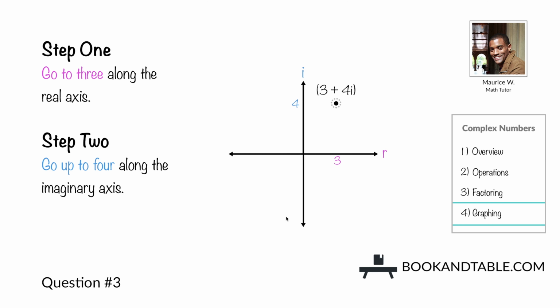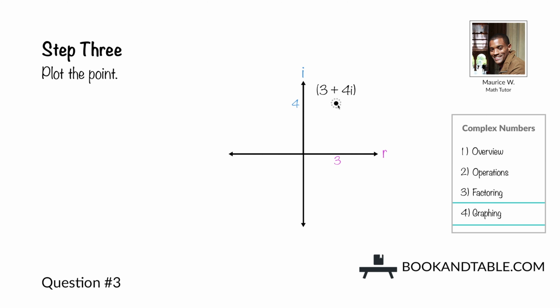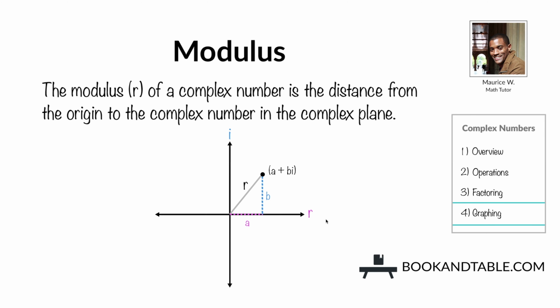In question number 3, you were asked to plot the number 3 plus 4i. So step 1, go to 3 along the real axis. Step 2, go up to 4 along the imaginary axis, and then plot the point. So this point would represent 3 plus 4i. So that is how you go about graphing complex numbers onto a complex plane.